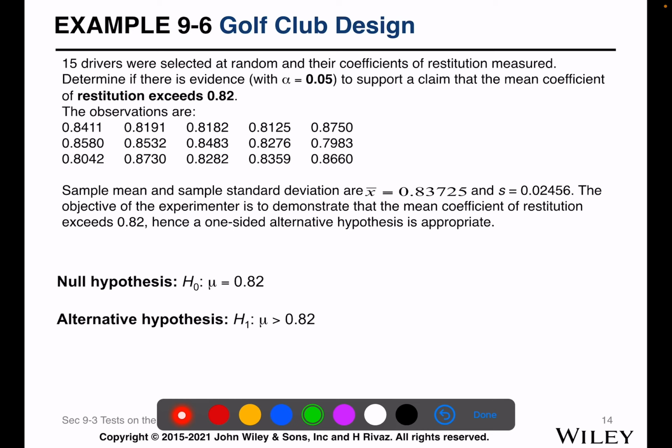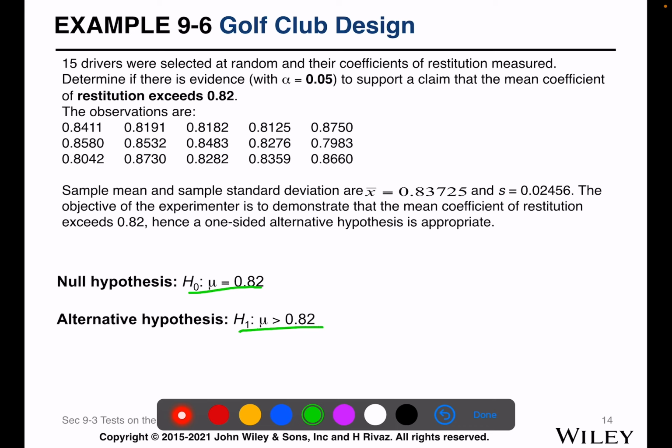15 drivers were selected at random and their coefficients of restitution measured. Calculate if there is evidence with alpha equal to 0.05 to support a claim that the mean coefficient of restitution exceeds 0.82, right? Since what we are interested in is this coefficient exceeding 0.82, the alternative hypothesis is one-sided, right? So we say that H1 is mu is more than 0.82. And of course, H0 is mu is equal to 0.82.